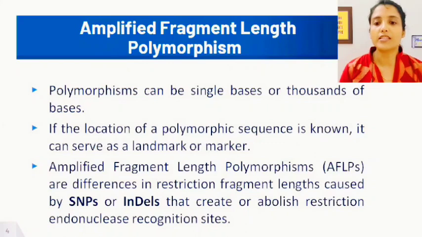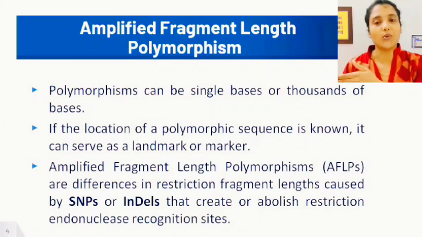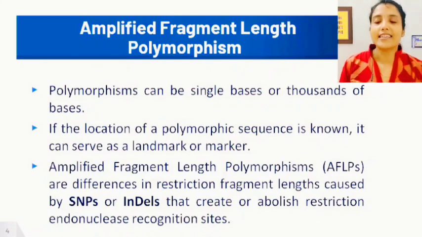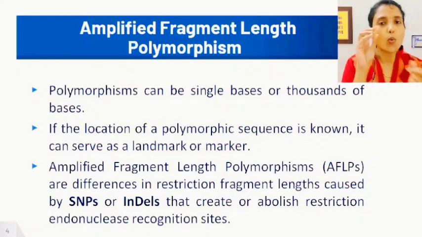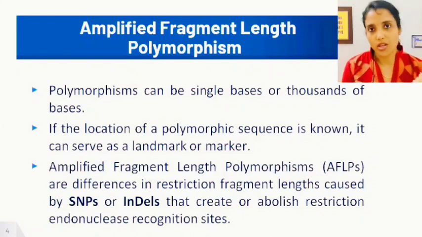Okay, so polymorphisms can be single base or thousands of bases. So you can have a change. To give you a flashback, DNA is composed of nucleotide bases, right? And when you have your genetic material, there's an order in which these nucleotides are present. And for an organism, it has a certain order of nucleotides. If there's a change in one single base, that is called polymorphism.